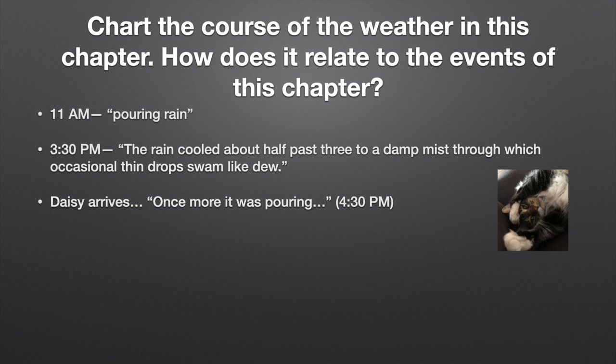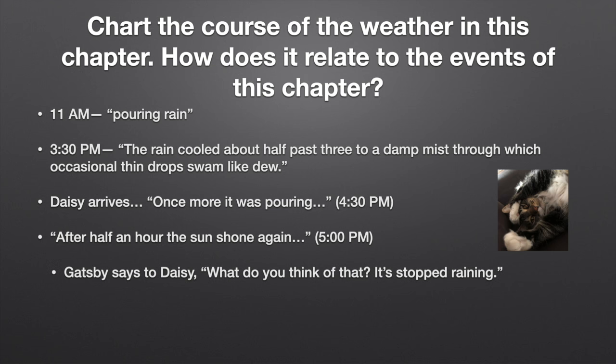So during this meeting, Nick has to go outside because everything is so awkward. And as he's outside, it's pouring. He waits outside for about half an hour, and after half an hour, it says the sun shone again. When the sun comes out, it's almost like Nick sees that as a moment for him to go back in. And so when he goes back in, he tells Gatsby that it stopped raining. And Gatsby's like, what? It stopped raining? And he repeats the news to Daisy. What do you think of that?